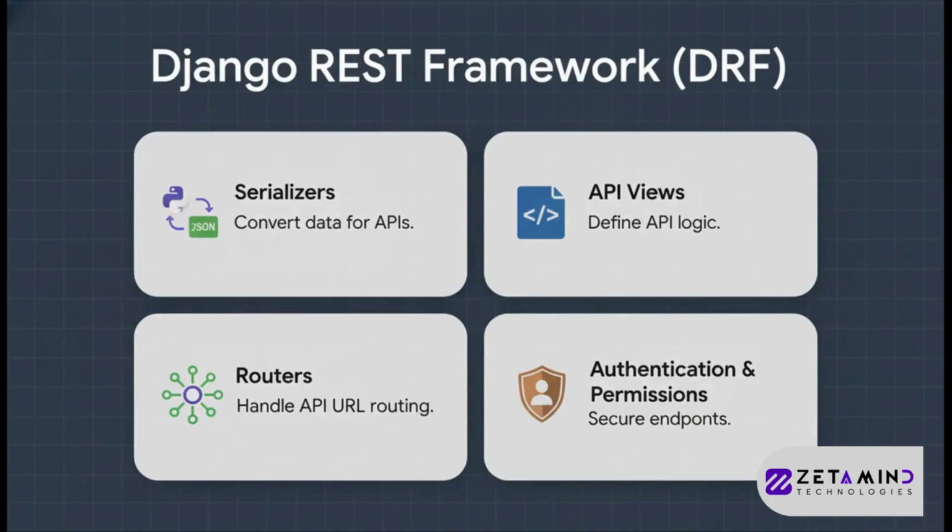So when it's time to build a real API in Django, pretty much everyone uses an incredible library called Django REST Framework, or DRF. It gives you all the specialized tools you need, things called serializers to format your data, special API views for your logic, routers to automatically create your API URLs, and a super flexible authentication system.